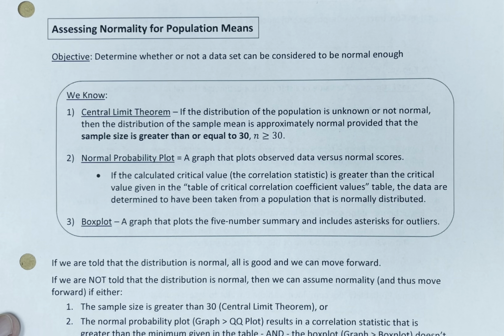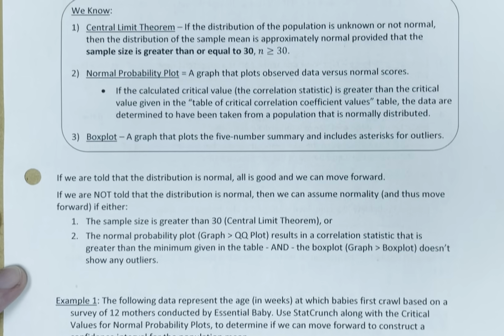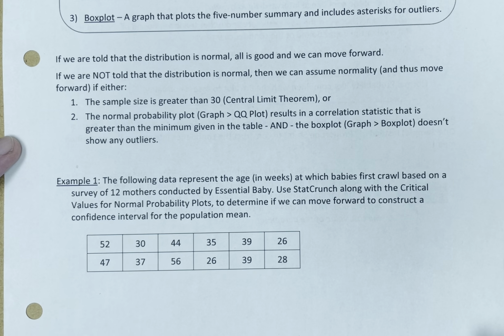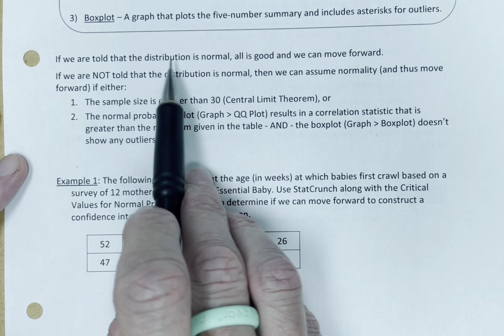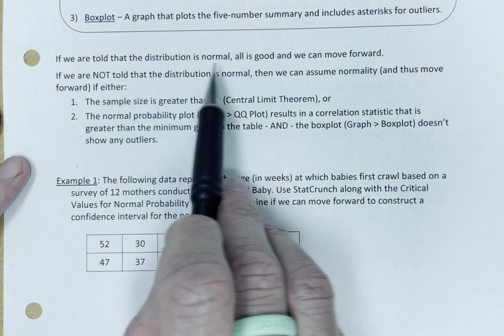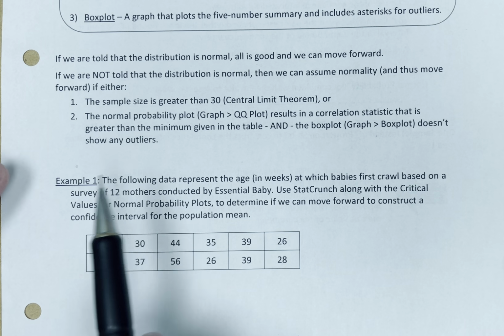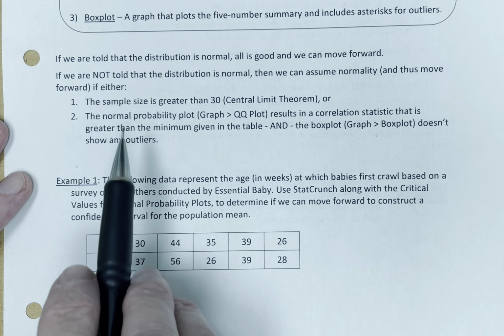Okay, so we're assessing normality. Can we consider our data set to be normal or approximately normal? Let's see how that's going to work. Well, if we are told that the distribution is normal, we're all set. If we're told it's normal, all is good, and we can move forward with calculating a confidence interval, for example, coming up in future lessons.